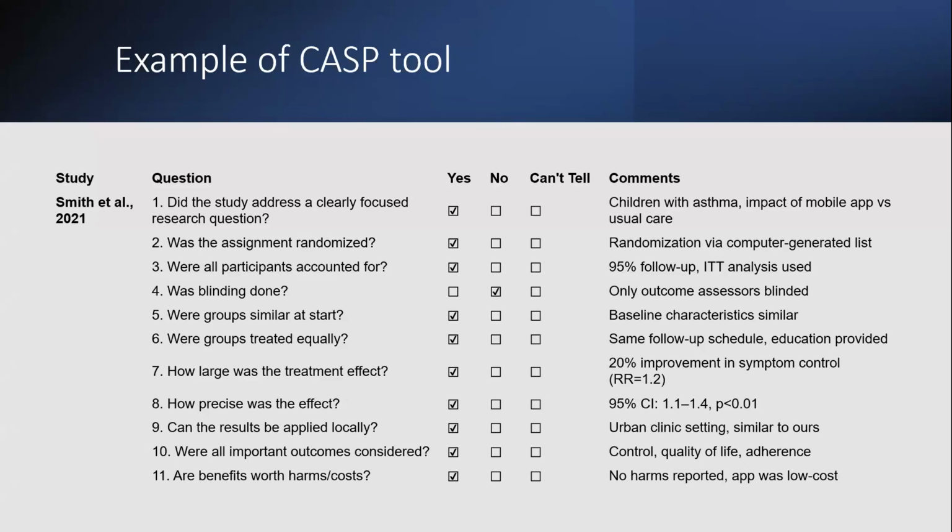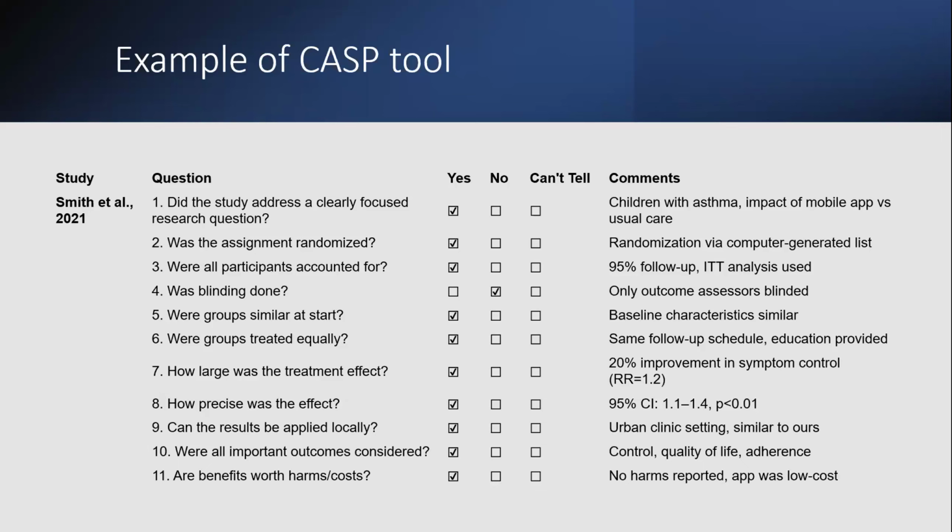Then, was the assignment randomized? They have given yes because they have mentioned which method they used for randomizing the population in their study. Were all participants accounted for? Yes, they have mentioned that an intention to treat analysis method was used when there was dropout of the samples from the study. Then, was blinding done? They have mentioned that only outcome assessors were blinded.